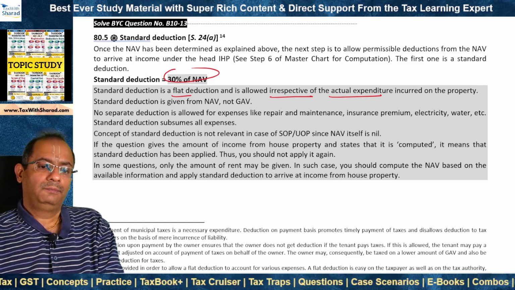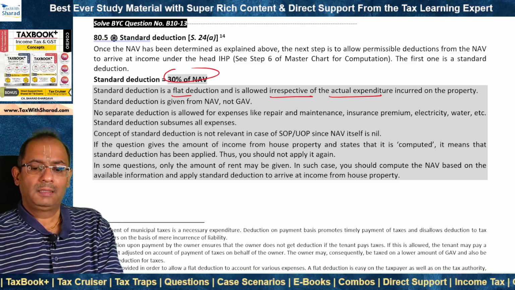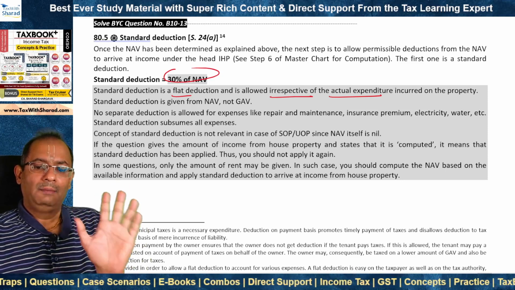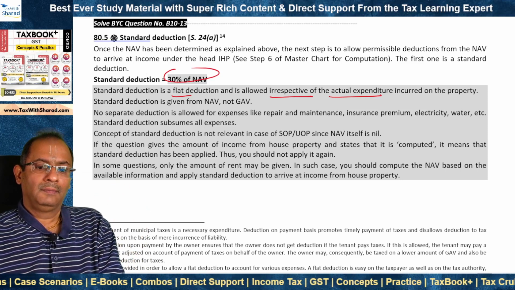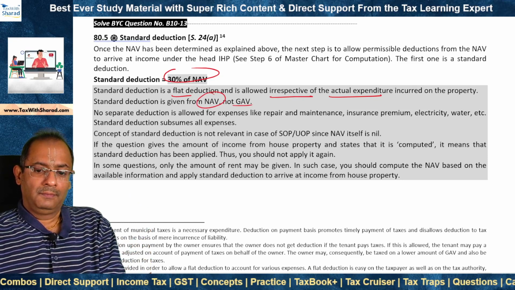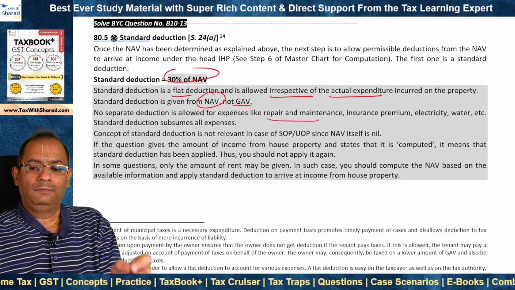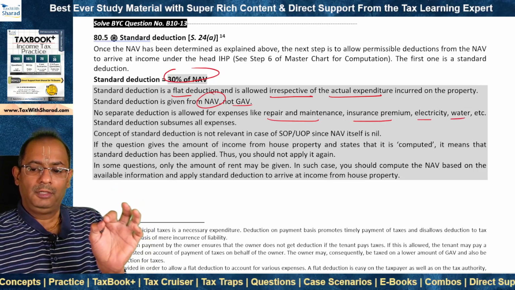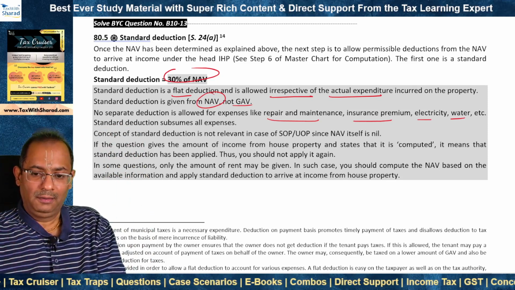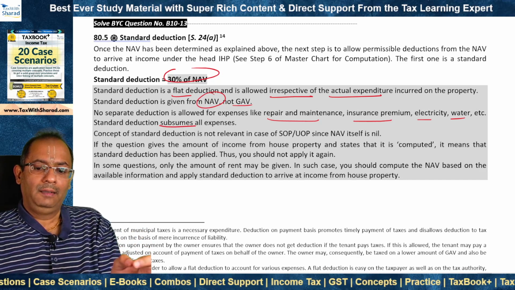The objective of providing standard deduction is basically to account for various expenses that the assessee may incur in respect of the house property, and it is a flat amount, not the actual expenditure. Standard deduction is given from the NAV, not from the GAV, right? No separate deduction is allowed for expenses like repair and maintenance of the property, insurance premium, electricity, water, etc. So even if these amounts are given in the question, do not allow deduction because all these expenses are subsumed by the standard deduction.